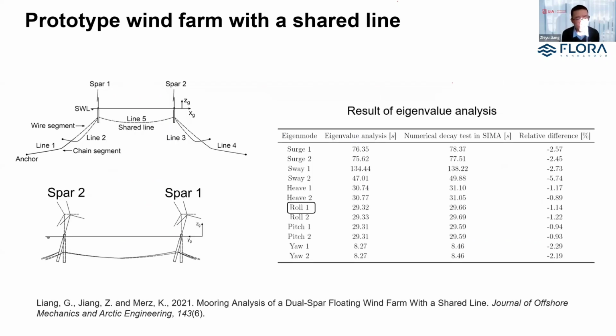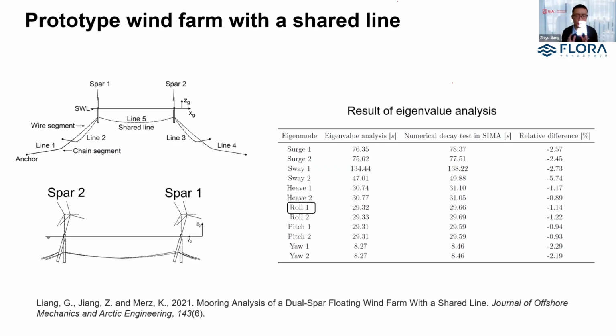My PhD student studied a prototype floating wind farm with a shared line during his PhD. If you look at the illustration on the left, you see a configuration that consists of 2 5 megawatt spar floating wind turbines with 4 anchor lines and 1 shared line. This is the simplest configuration of a shared mooring system, with only 2 wind turbines. But still, for such a system, there's a raised degree of complexity because we are coupling 2 individual wind turbines together. So there's a strong coupling between the 2 wind turbines.